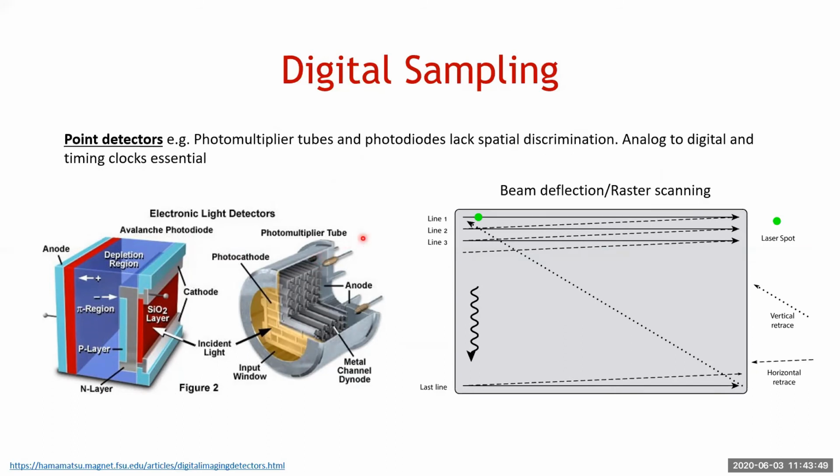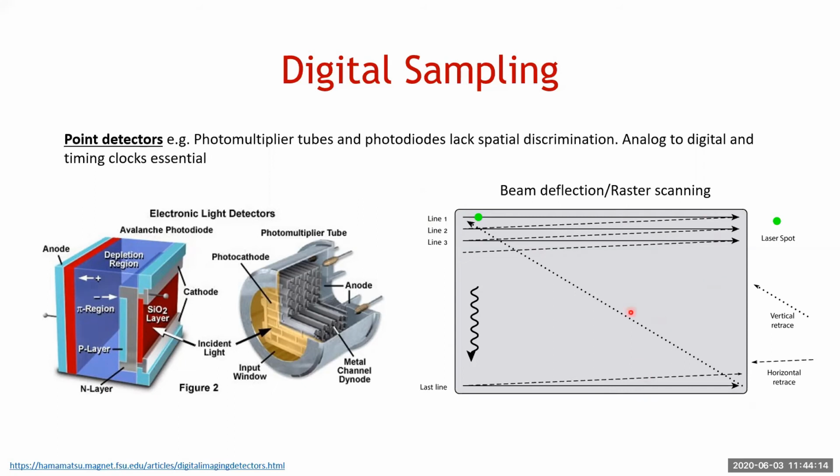So how does this help us find out where things are? We deflect that beam. When we have that laser spot here, we use something called raster scanning, and we scan that beam from left to right, and then we swing back, the horizontal retrace, to the next line below, and so on and so forth, until you get to the bottom. Then you swing all the way back up to the top left again, and repeat.